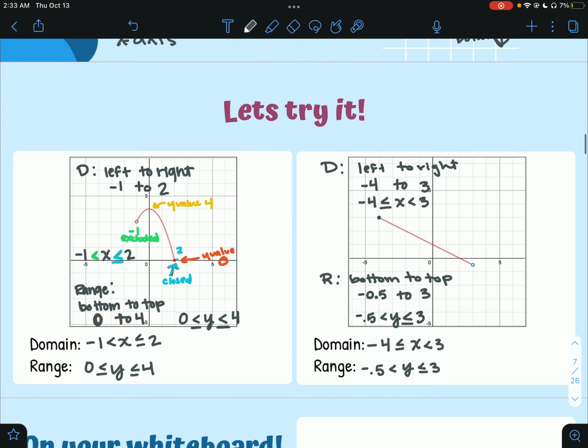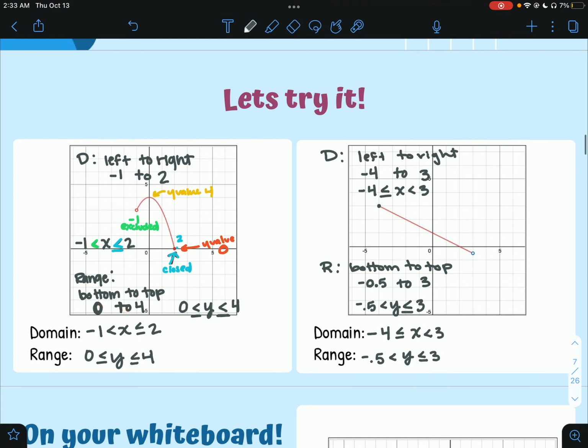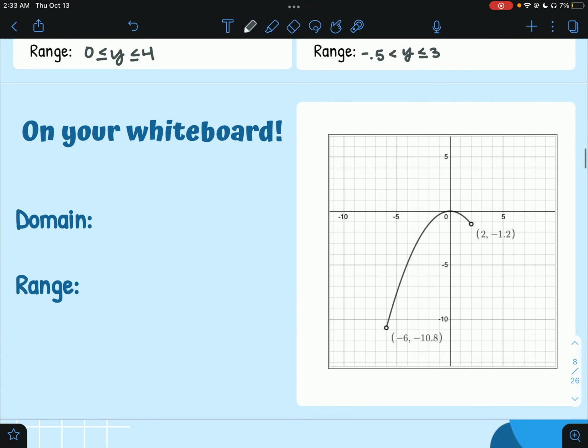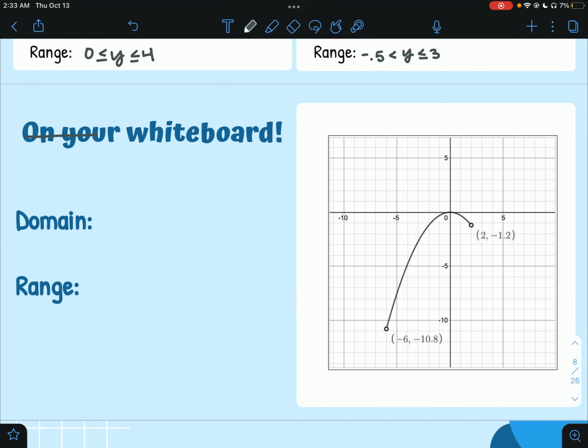Now, before we move on to our next section, I want you to try it. Obviously, I want you to go ahead and just do this on your whiteboard, on your notes. In class, if I was there, we would have held up our whiteboard so I could do a quick check.